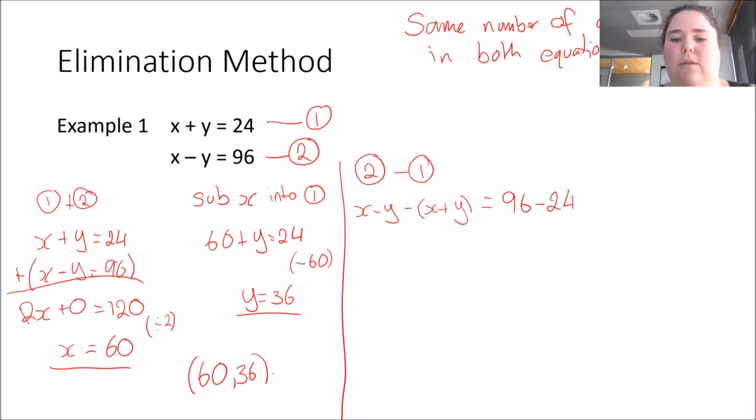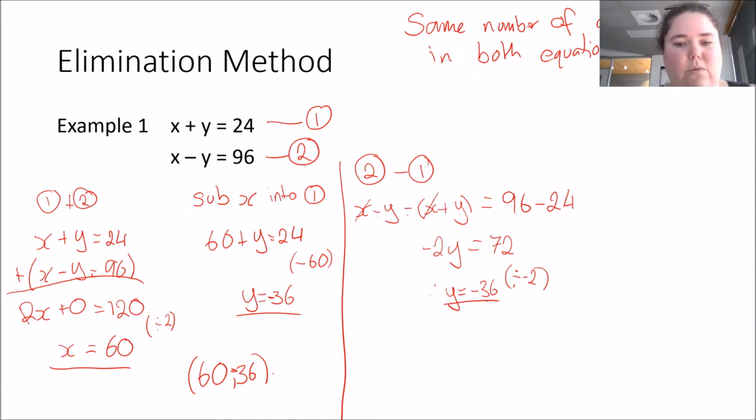So then we simplify. X minus x, well that gets rid of them. Negative y minus y. So that gets me negative 2y. I feel like this is going to stuff up and I'm not sure why. Oh, because that should be a negative 36. See, I make mistakes. I'm not perfect. Just have to be able to find your mistakes. Okay, so then 96 minus 24 gets me 72. So then we divide both sides by negative 2. So therefore y equals negative 36.